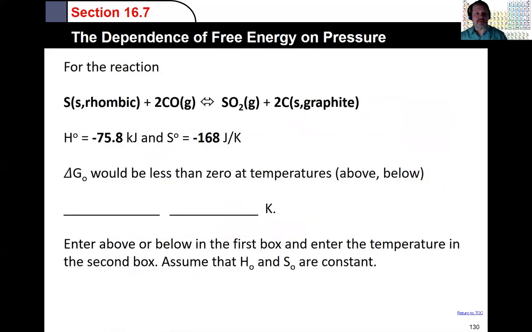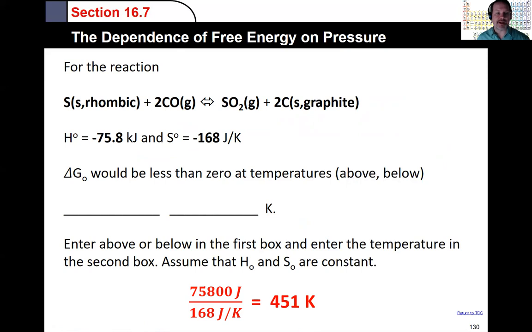Or you may get a problem that looks like this. We're given a chemical reaction, and the enthalpy and the entropy are given. It says delta G would be less than 0 at which temperatures? I can go back to setting delta G equal to 0 and solve for delta H divided by delta S, making sure that they're in the same units. In this case, I multiplied the enthalpy by 1,000 to get to joules. Taking the enthalpy divided by the entropy, I get the temperature 451 Kelvin.